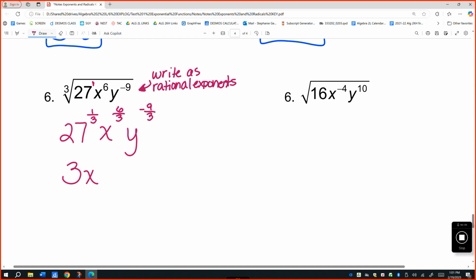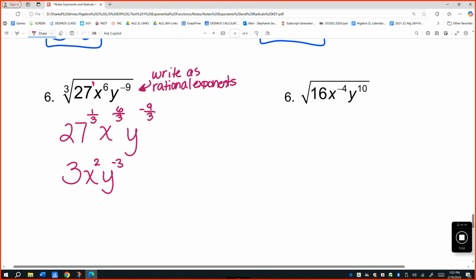So it's just x squared, okay? And then y was -9/3, which is -3. That's why we do this step of turning it into the fraction exponent, because when they're fraction exponents, we can simplify them. Okay, now, we never ever leave a negative exponent in our answer, right?